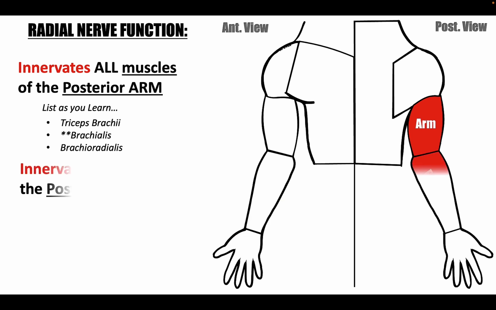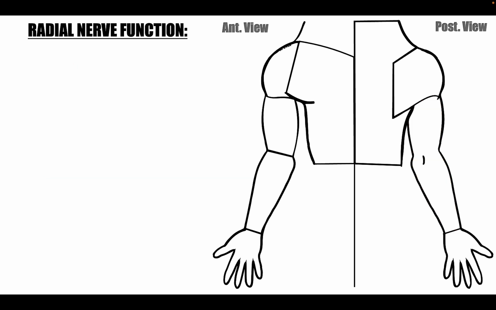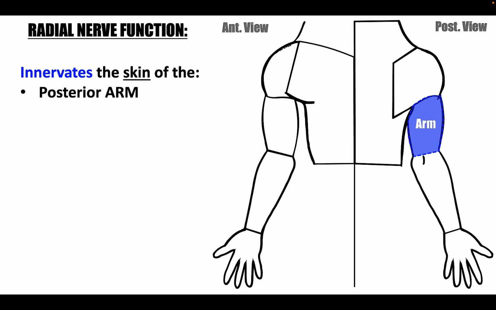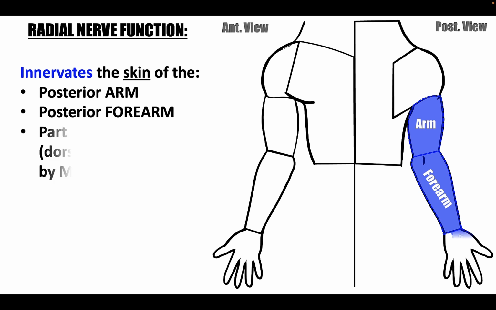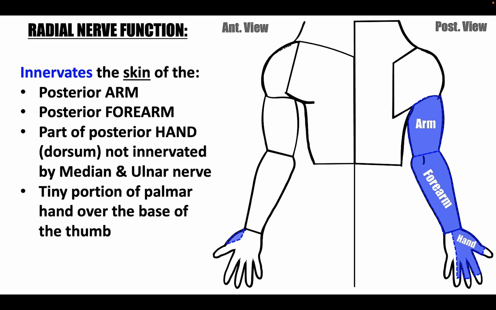And it innervates the entire posterior forearm, no exception. In terms of sensation, it really mirrors its motor function by innervating the posterior arm skin, posterior forearm skin, and the portion of the skin on the dorsum of the hand that was not yet covered by median and ulnar nerve, as well as a small patch of skin on the lateral aspect of the base of the thumb anteriorly.